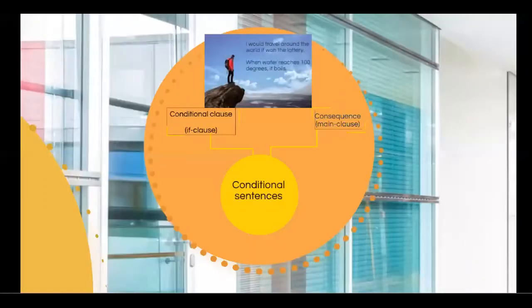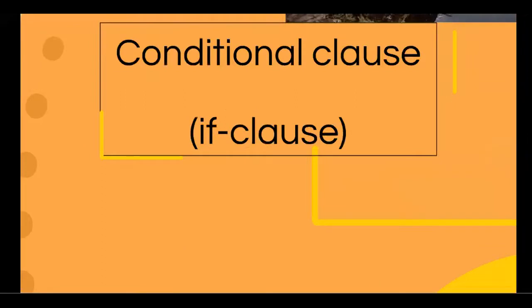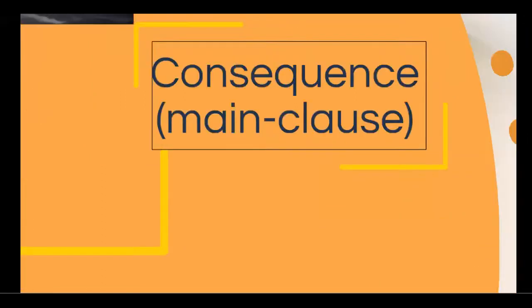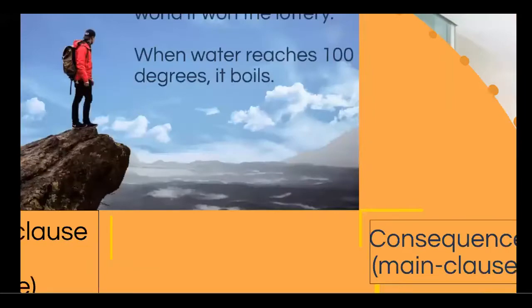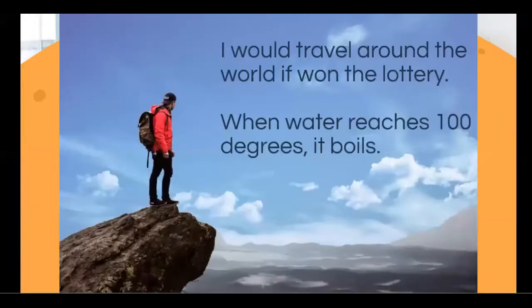Every complete conditional sentence contains a conditional clause, or if clause, and the main clause, the consequence. So let's consider: if a certain condition is true, then a particular result happens. Look at several examples. The first, I would travel around the world if I won the lottery. And the second, when water reaches 100 degrees, it boils.